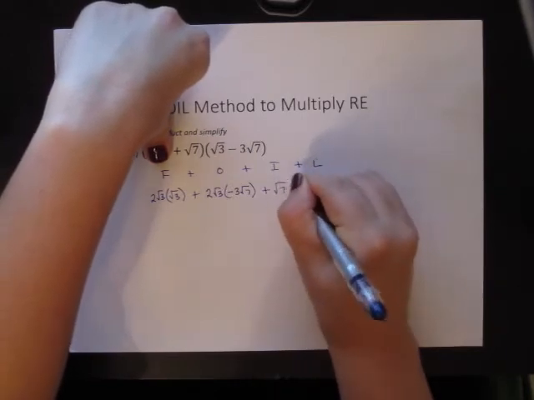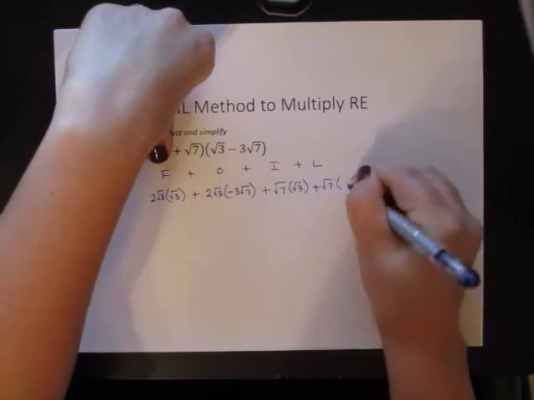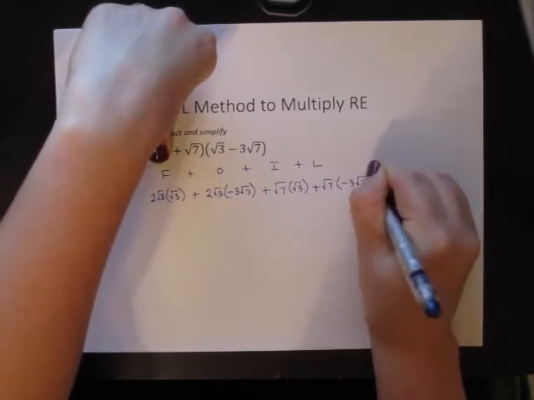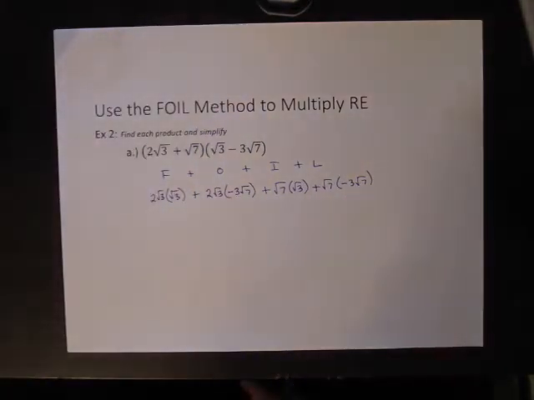So this would be the square root of 7 times the square root of 3 plus the square root of 7 times negative 3 square root of 7. So it helps me with my signs, and it helps me to make sure that I write down all my terms. Okay, so now let's clean this up.